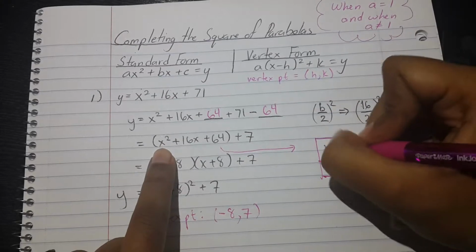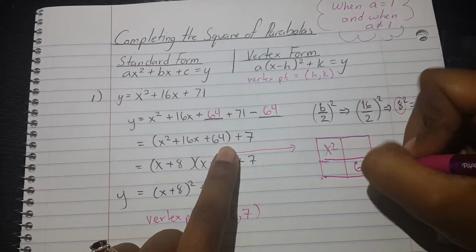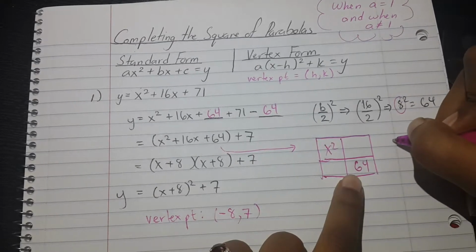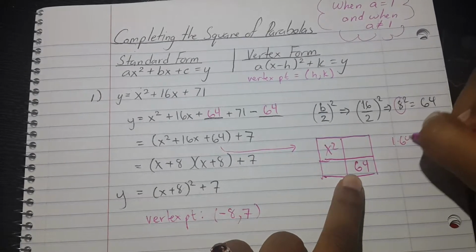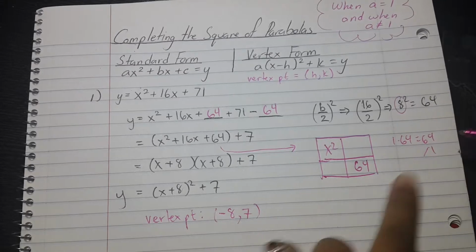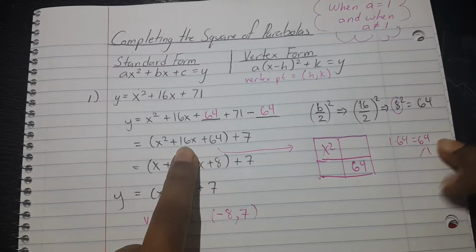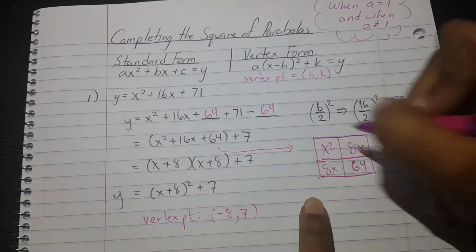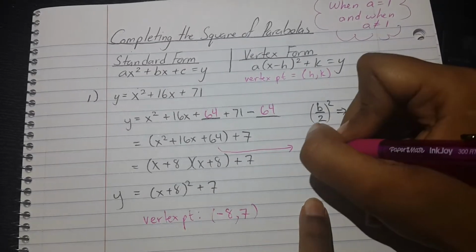You would put x squared here and 64 here, and then you would try and figure out, well, let's see, 1 times 64, that's just 64. And then you try and figure out what factors of 64 add to 16. Well, that ends up being 8 and 8. So you end up with 8x here, 8x here, x plus 8 here, x plus 8 here.